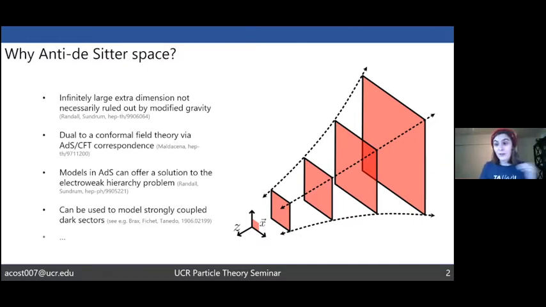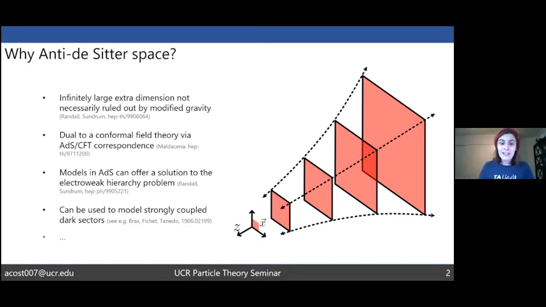Theories in AdS are also dual to conformal field theories via the AdS-CFT correspondence. And then theories in AdS can be dual to strongly coupled dark sectors. Models in AdS can offer solutions to the electroweak hierarchy problem. And so there's a number of different reasons, both theoretical and phenomenological, why you might want to put a theory in AdS.